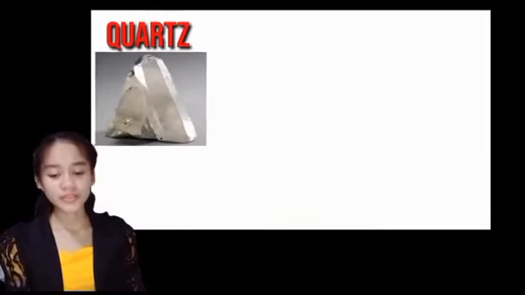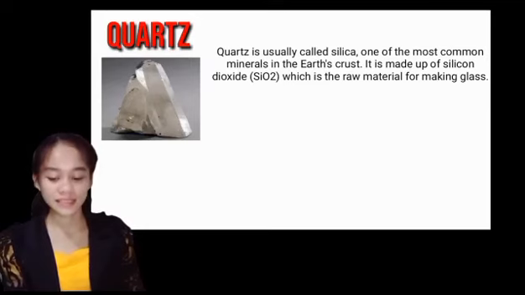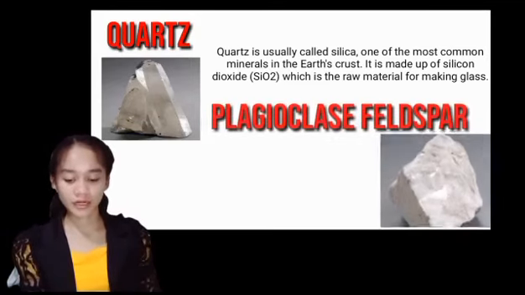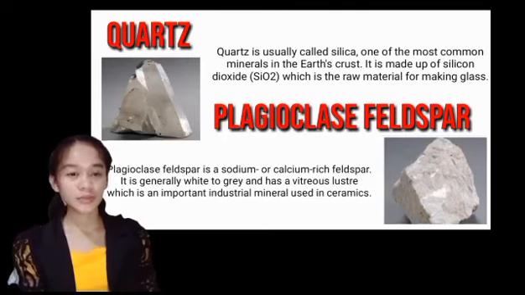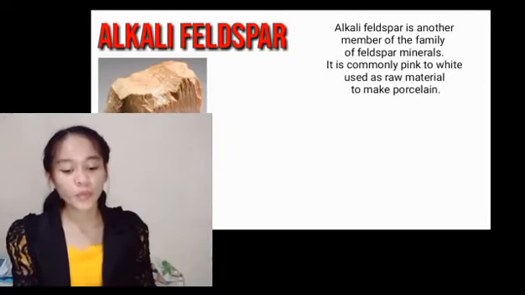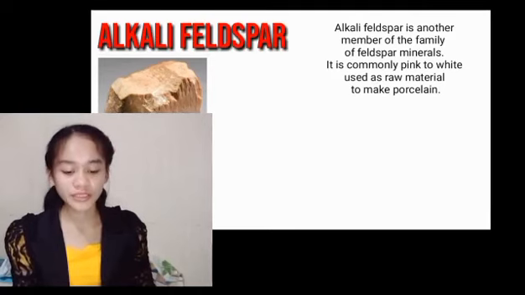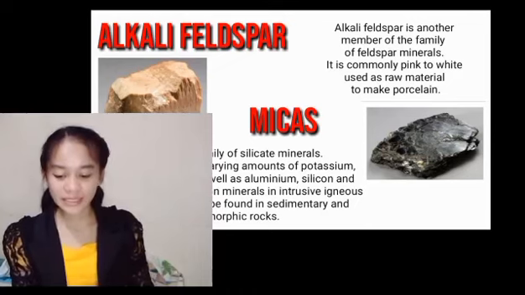Quartz. Quartz is usually called silica, one of the most common minerals in the Earth's crust. It's made up of silicon dioxide, which is a raw material for making glass. Plagioclase feldspar, which is an important industrial mineral used in ceramics. Alkali feldspar. It is commonly pink to white, used as raw material to make porcelain. We also have micas.